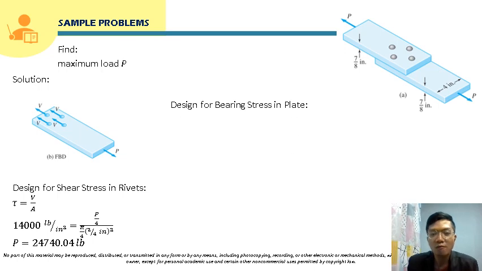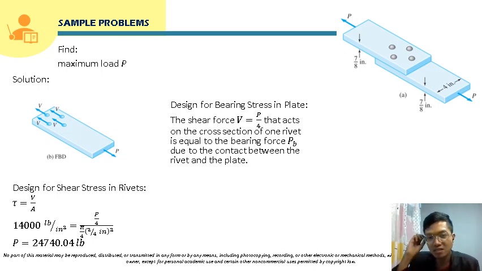Okay, so for the allowable bearing stress, it is given in the problem. The formula for bearing stress is equal to the bearing force, or the compressive force, over the contact area, or the projected area, since this is for rivets. So the projected area is t times d of the rivet, that will be the thickness of the plate times the diameter of the rivet.